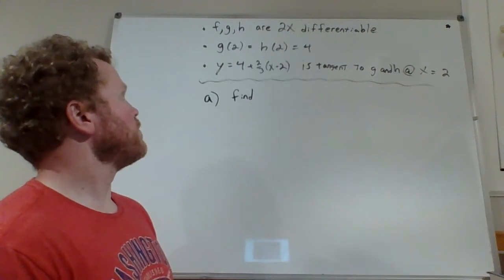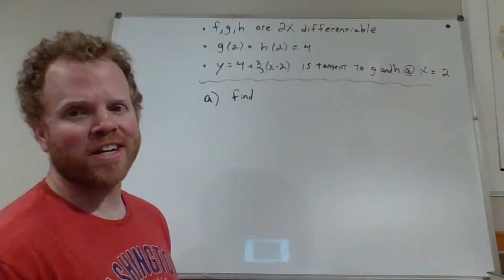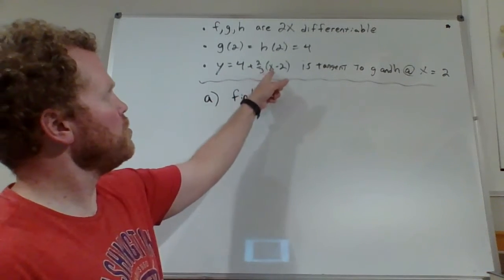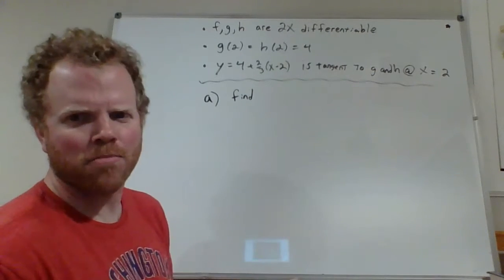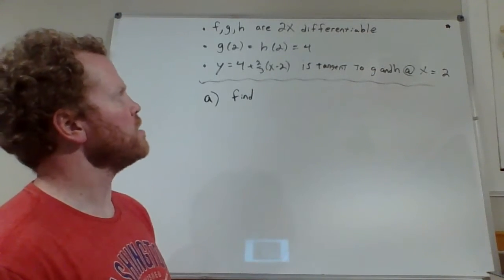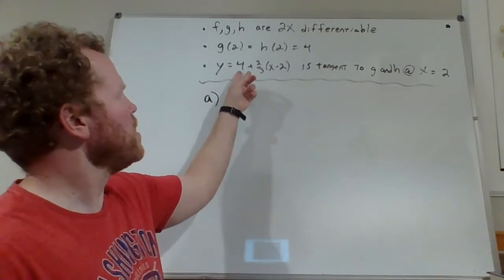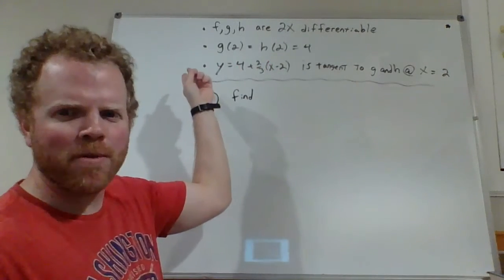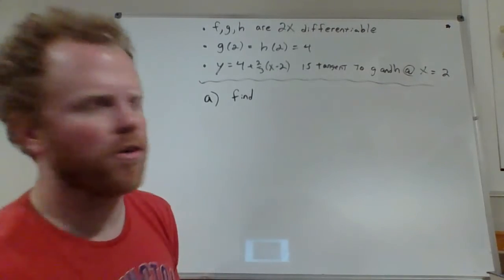Next, g of 2 and h of 2 are both 4. So f and g are graphs that intersect at (2, 4). And y equals 4 plus 2/3 times (x minus 2) is tangent to both f and g, since that's a point they touch at x equals 2. I don't know why this equation isn't written in the standard point slope form with a 4 on the right side. It seems more normal. We've been writing it with a minus 4 on the left side. It doesn't matter. We're okay here.